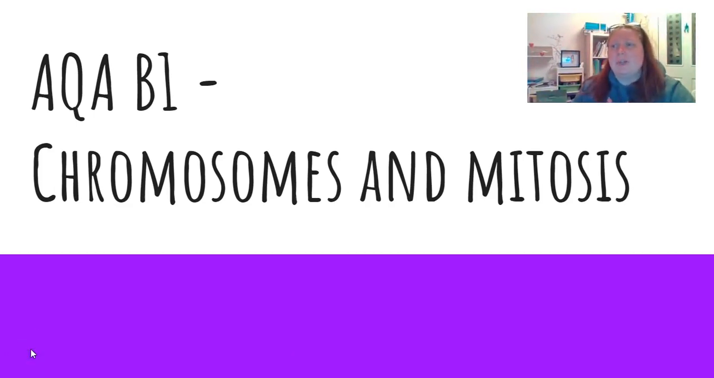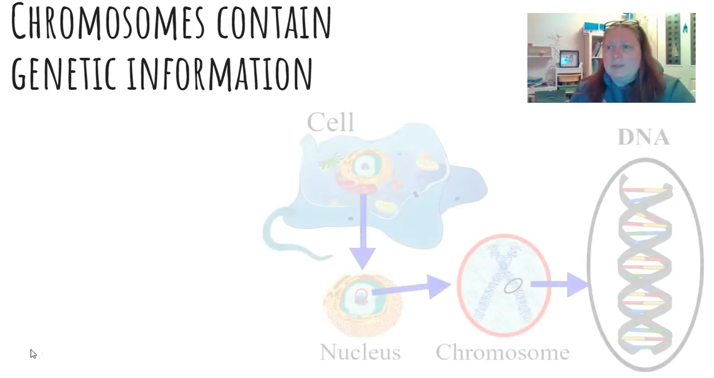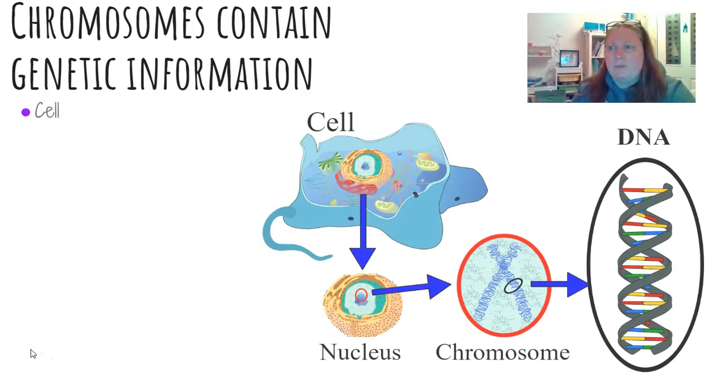In order to survive and grow, our cells have got to be able to divide. This also means the DNA. Chromosomes contain genetic information. Most cells in your body have a nucleus. The nucleus contains your genetic material in the form of chromosomes. Chromosomes are coiled up lengths of DNA molecules. Each chromosome carries a large number of genes. Different genes control the development of different characteristics.